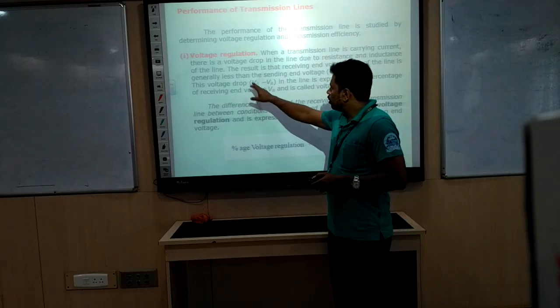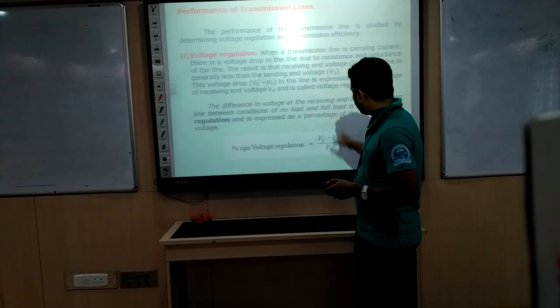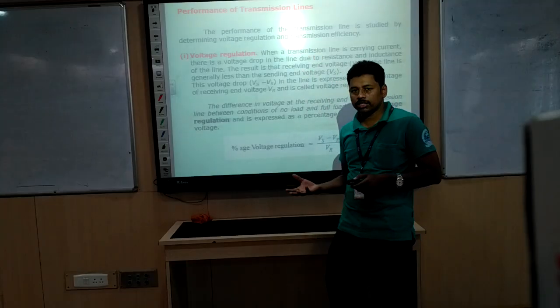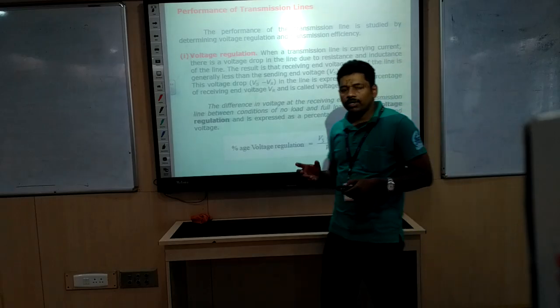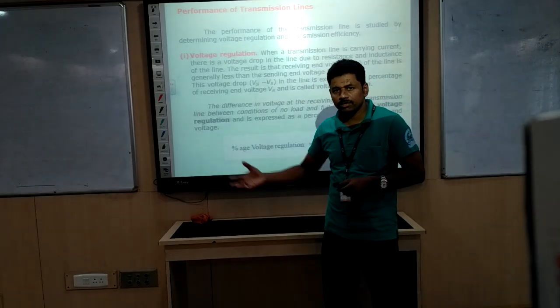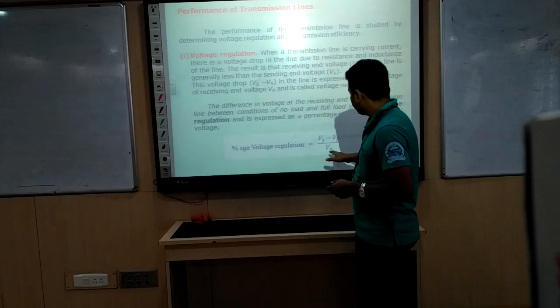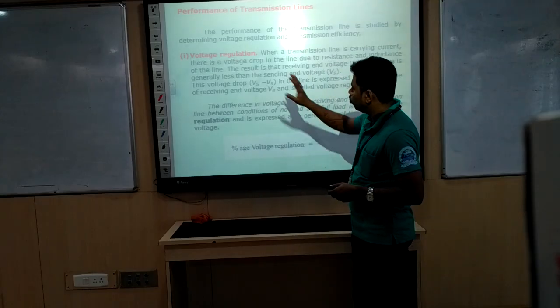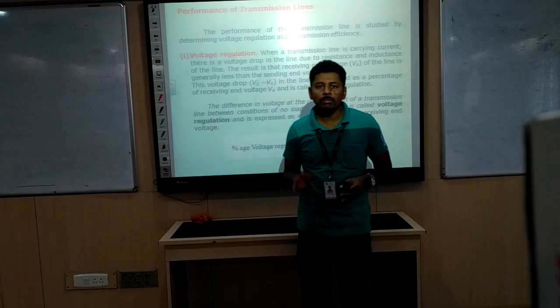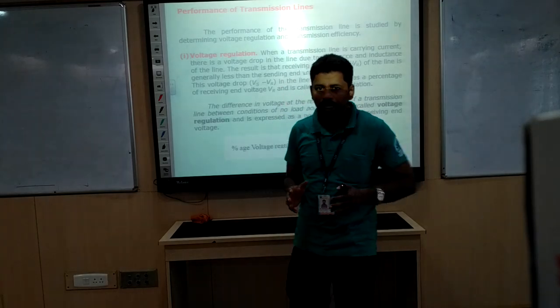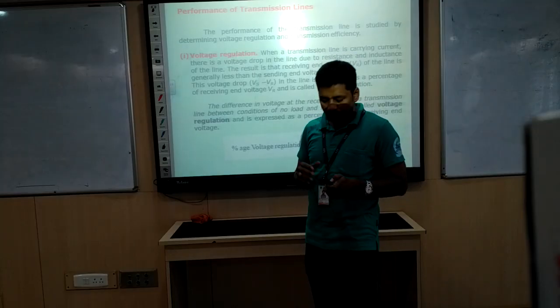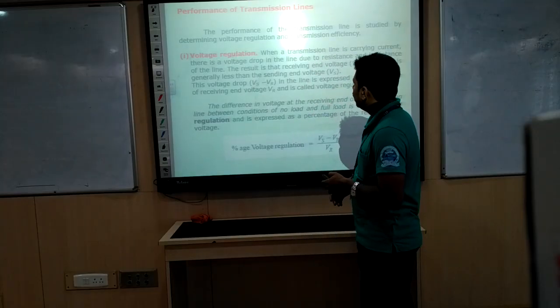To find the voltage regulation, the general formula which you use in your transformer, etc., is (Vs minus Vr) by Vr into 100, where Vs is the sending end voltage and Vr is the receiving end voltage. That will be the corresponding voltage regulation, and the tolerance limit should be within plus or minus 5%. That is the thing we have to maintain.